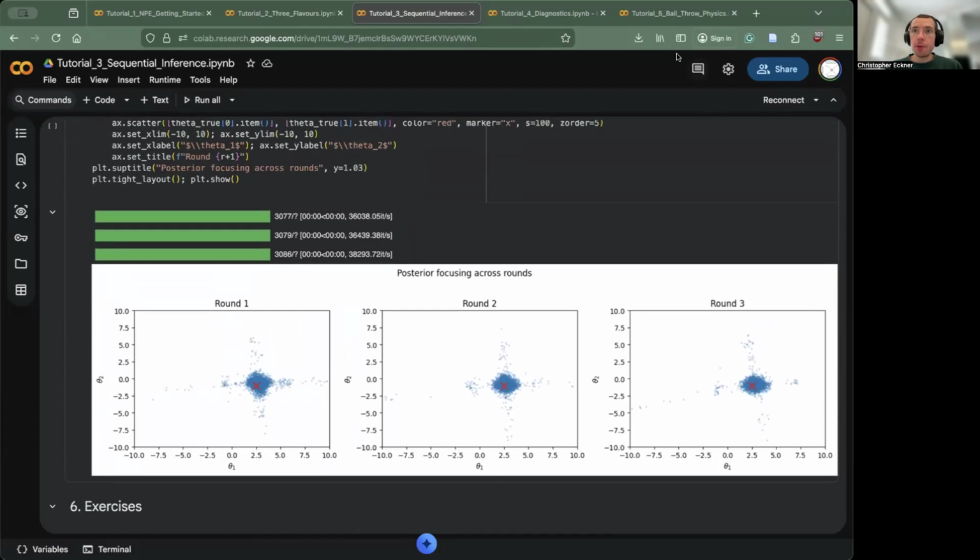Unfortunately, there wasn't enough time to do this more physics example with throwing a ball, but this will also be uploaded so you can have a look at this in the GitHub if you're interested. But for that, I think this is enough for the lecture. And if you have questions, please, I'm happy to answer them.